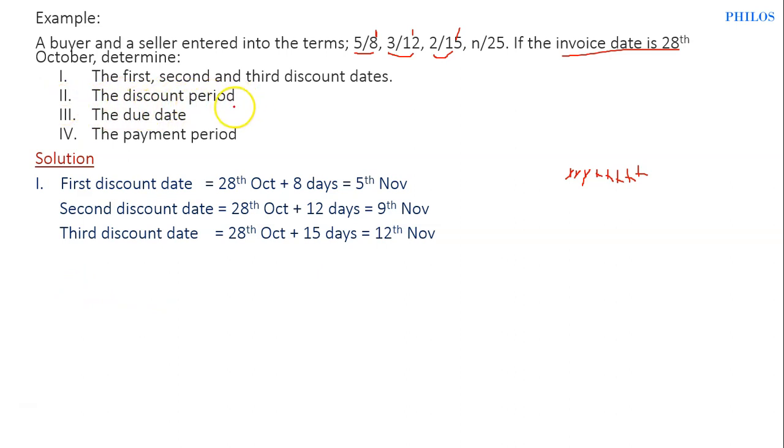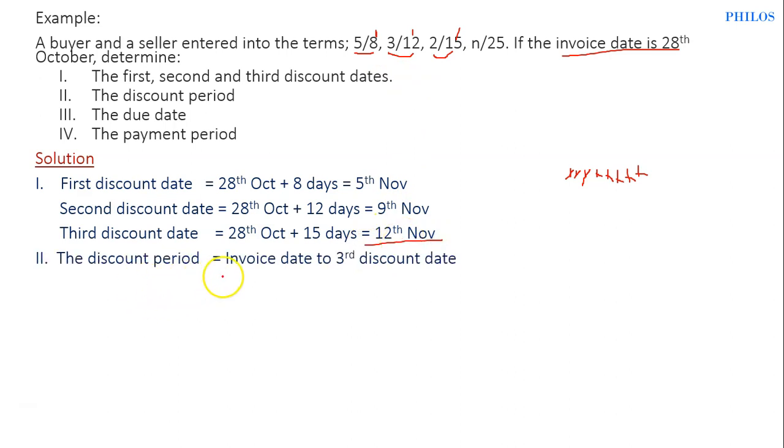To get a discount period, remember we said the discount period is from the invoice date to the last discount date. Now, from this particular question, our last discount date is 12 November. So what is the invoice date? 28th October, isn't it? And the last discount date is 12 November. So we say it is 28th October to 12 November. You can write it in words, TO. So that's the discount period.